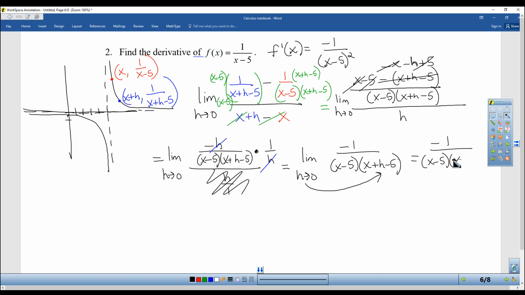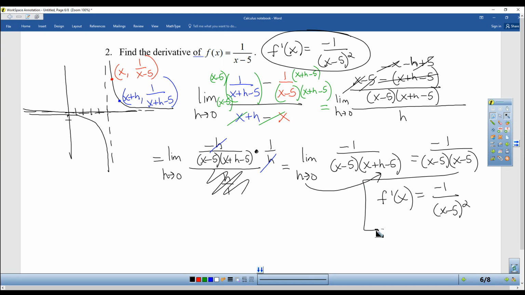And now that h is 0, I get this, which of course I would probably write as x minus 5, the quantity squared, which I had written the answer at the beginning for people that were skipping ahead. Don't forget to label it. This is the derivative, which is a formula for the slope at any time.